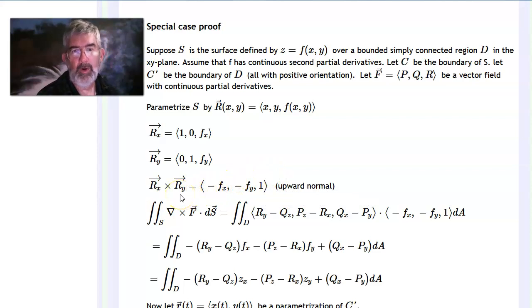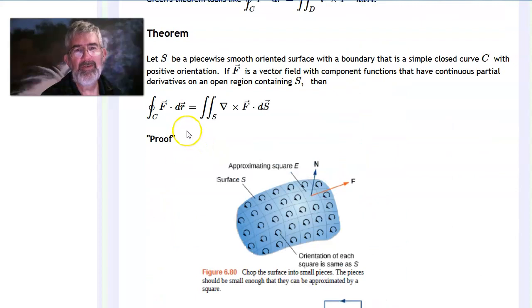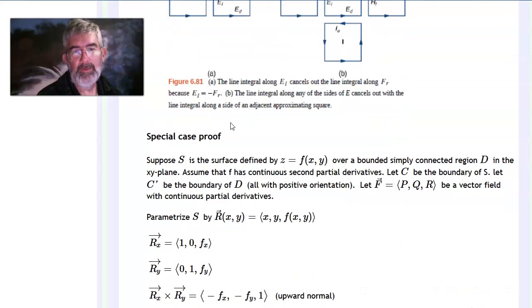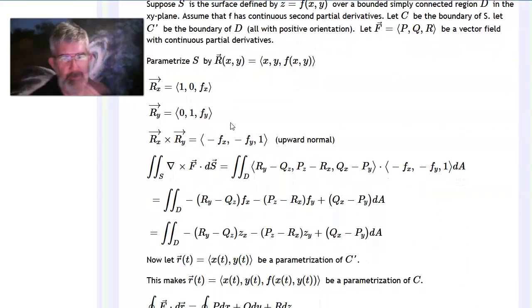Okay, so I want to prove Stokes' theorem, right? I want to prove that the line integral around here is equal to the double integral of the curl over the surface. So I'm going to essentially do both of these and see that I get the same thing. Okay. So let's start with the double integral, the surface integral.